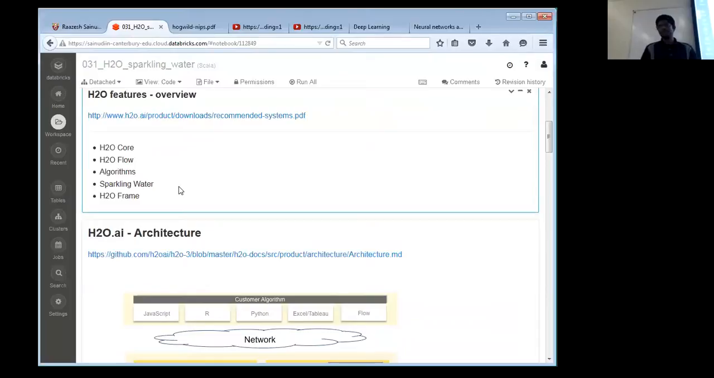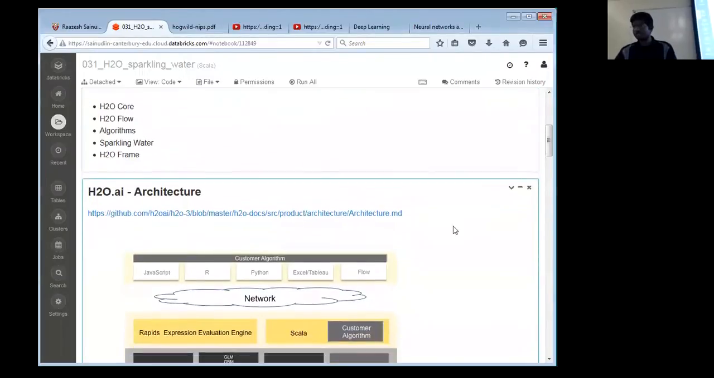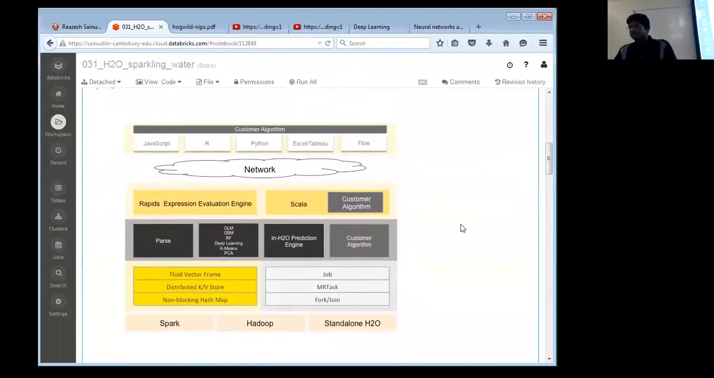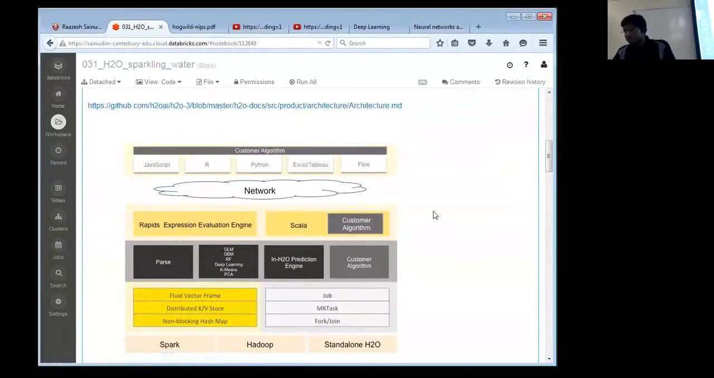Okay, and H2O frame is their data structure, like RDDs in Spark. Just as RDDs are an abstraction for the distributed data structures in Spark, in a similar way, H2O frame is the data structure used in H2O. Okay, so this is the architecture diagram of H2O. You can go through this link for more details.